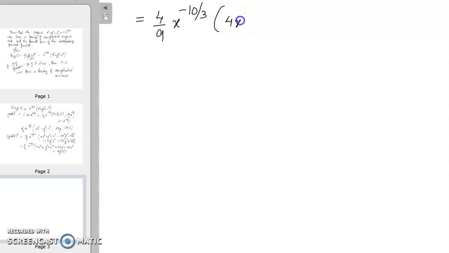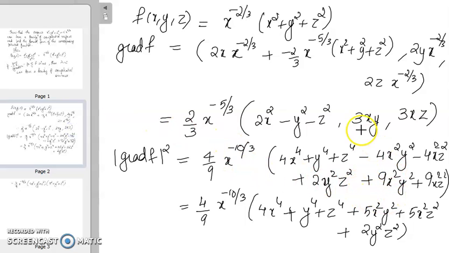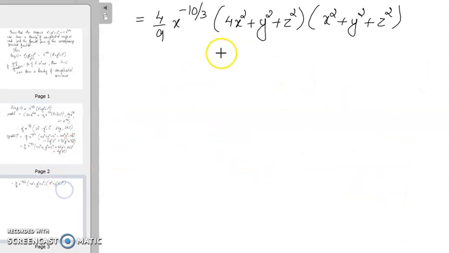അപ്പോൾ ഇതിനെ എനിക്ക് 4x square plus y square plus z square into x square plus y square plus z square എന്ന് എഴുതാൻ പറ്റും. So if you expand this product you can see that that is equal to this. അപ്പം നമ്മൾ ഇപ്പോൾ 4x raised to 4 വരും, y raised to 4 വരും, z raised to 4 വരും. Then x square y squareന്റെ ടേംസ് വരുന്നത് 5x square y square വരും. അതുപോലെ x square z squareന്റെ ടേമും 5 വരും.